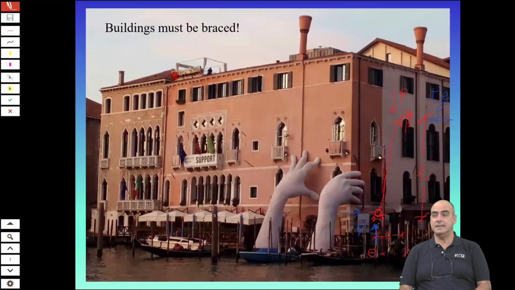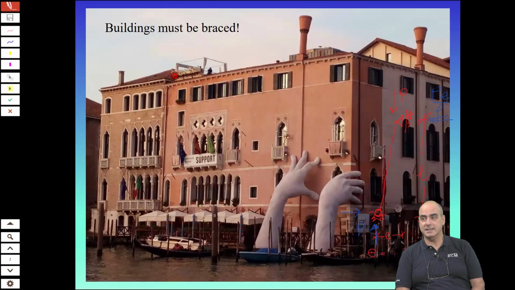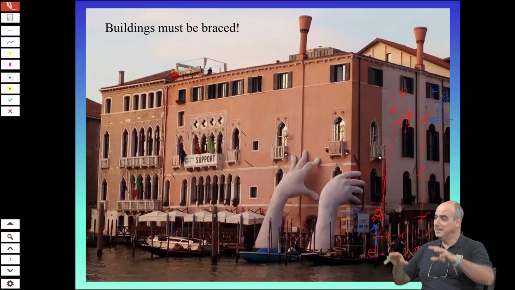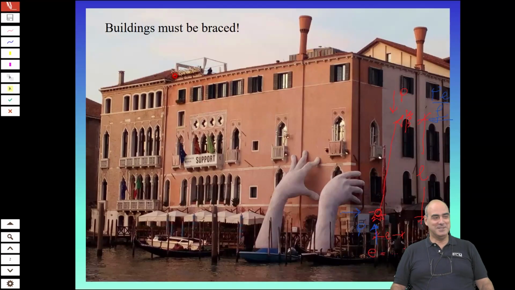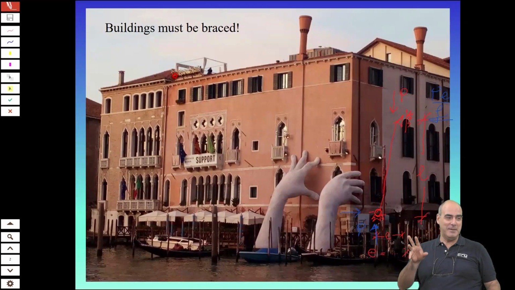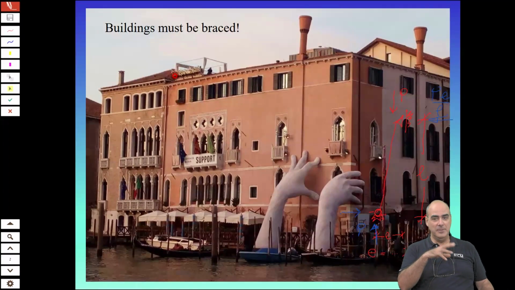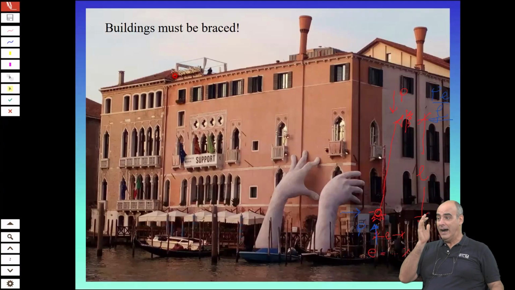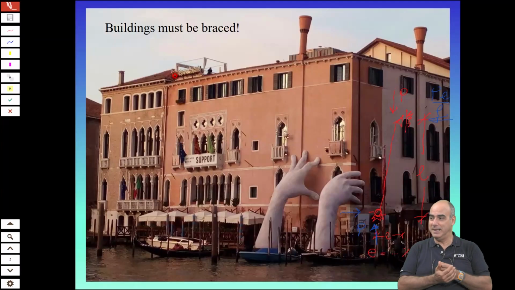Or a bracing system. This is a picture I took some years ago in Venice. You see, this is real. It's not AI. It's not artificial intelligence. Actually, this was a temporary installation in Venice. Every other year, they hold this biennial art or architecture exhibit.